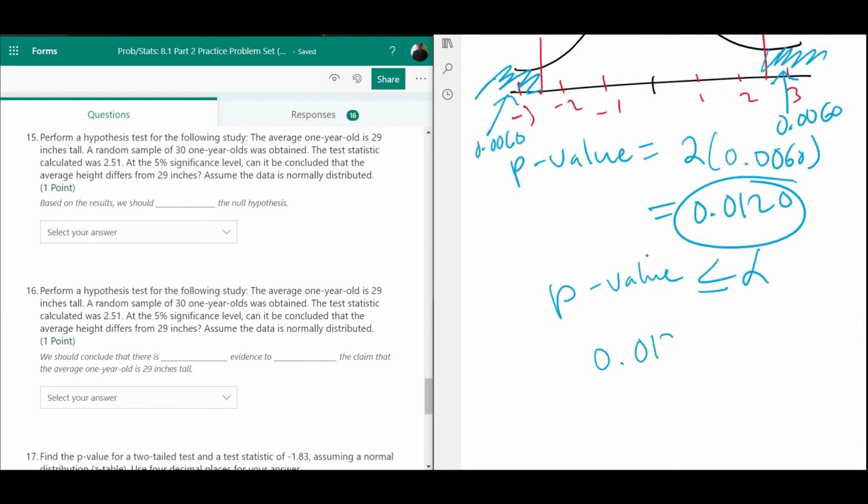So our p-value is 0.012. That's less than or equal to, well, what's my alpha? Well, they said it's a 5% significance level. So alpha is 0.05. So is this less than that? Yes, it is less than 0.05. So therefore, we reject the null hypothesis. So we're going to reject.